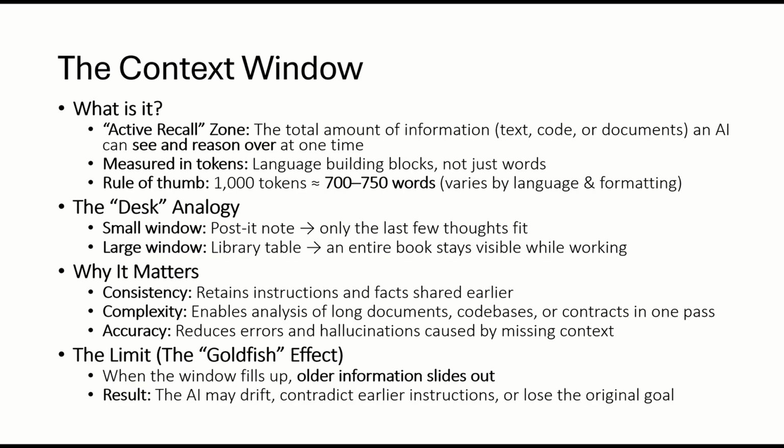Think of it as the working memory of an AI system, which is very much similar to how much information a human can keep in mind while solving a problem. At any moment, the AI has an active recall zone. This is the total amount of text, code, or documents it can see and reason over at the same time.